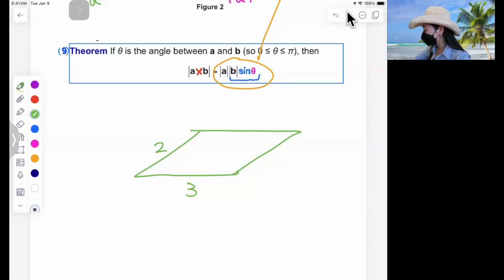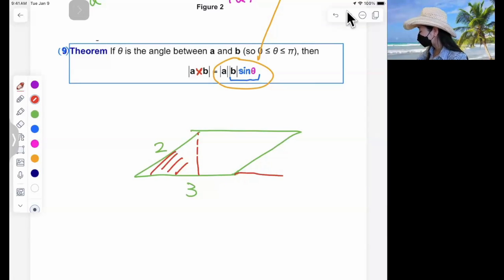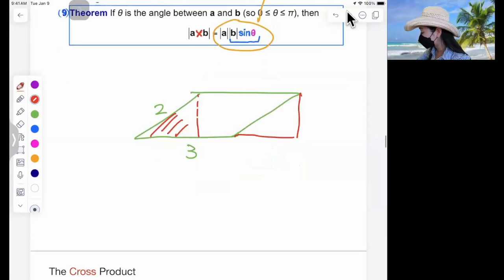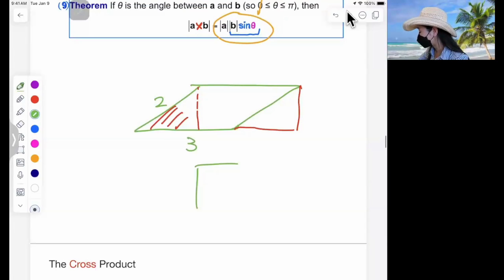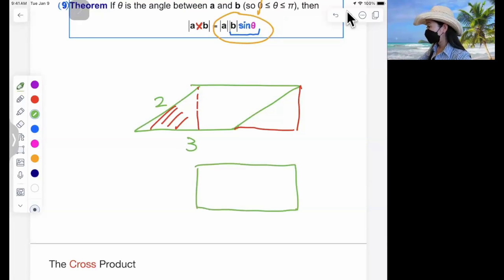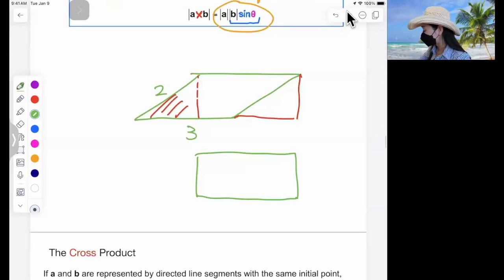It's not. Why? Well, if you do it this way, cut this part and put it over here, you're going to get a rectangle over here, right? And what's the area here? It will be 3 times the height of this rectangle. The height of this rectangle is 2? No, it is what? It's this. And what would that be?